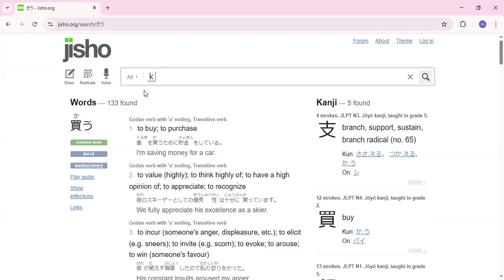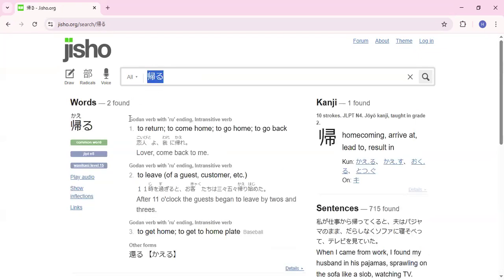For example, kaeru, the go home one. Kaeru, right? Godan verb with ru ending. Yes, thank you. I mean, the ru ending, I think this is like the least important one because it's obvious here, right? Intransitive verb. So this is intransitive, so you don't use o with kaeru, basically, right? And then there's an example sentence, koibito yo ware ni kaere. Lover, come back to me, right?